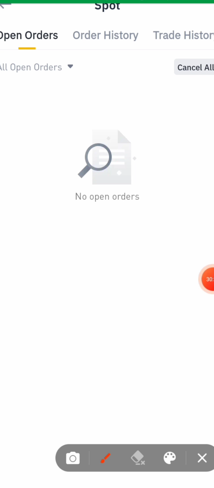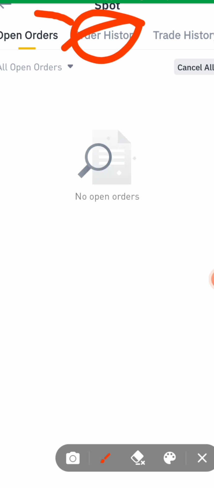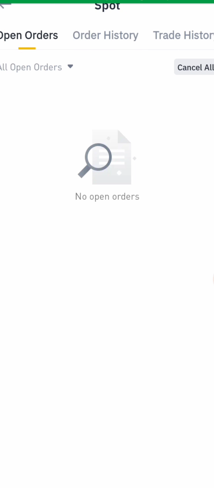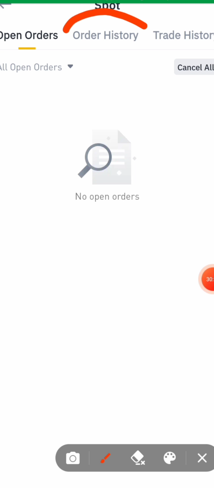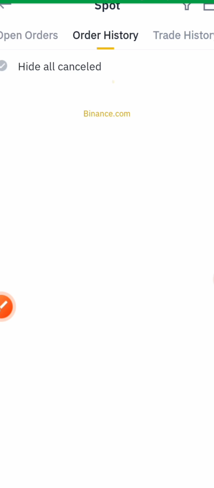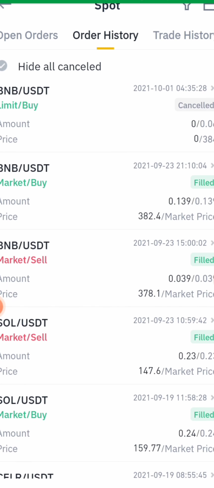This is the order history. This one is the orders that are running. The orders that are currently running are called open orders. Now, order history is all the trades you have executed in the past. All of them will be there. And this is the trade history, anything that has to do with trades that you have done in the past. So if you click the order history, you will see all the orders you have placed in the past.